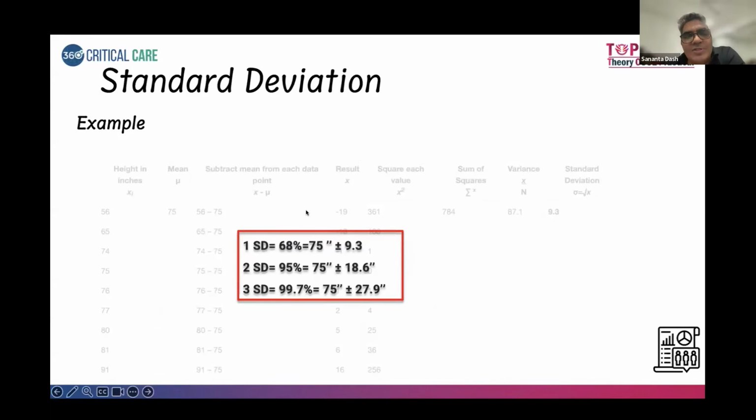So 1 standard deviation covers 68% of the whole population, which means 75 inches plus or minus 9.3 inches. 68% of the people will be in that range. 95% of the people will be within 2 standard deviations, and 99.7% of people will be within 3 standard deviations from the mean.